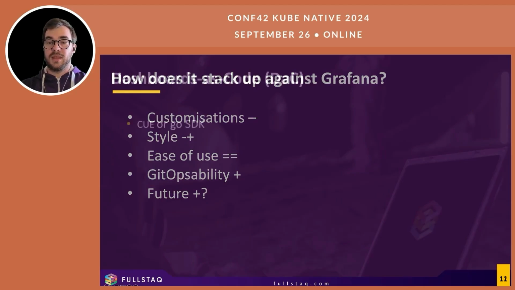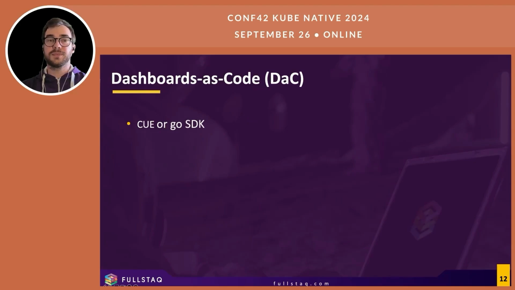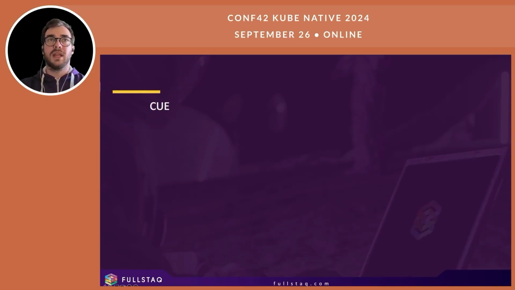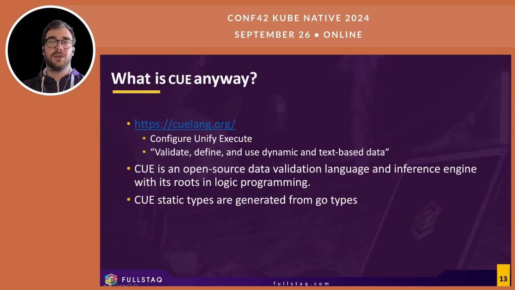I think we also need to talk about dashboards as code. The Perses project itself really pushes the dashboards as code concept, or DAC. And right now they have two solutions for it. You can use Q or the Go SDK. And what is Q anyway?